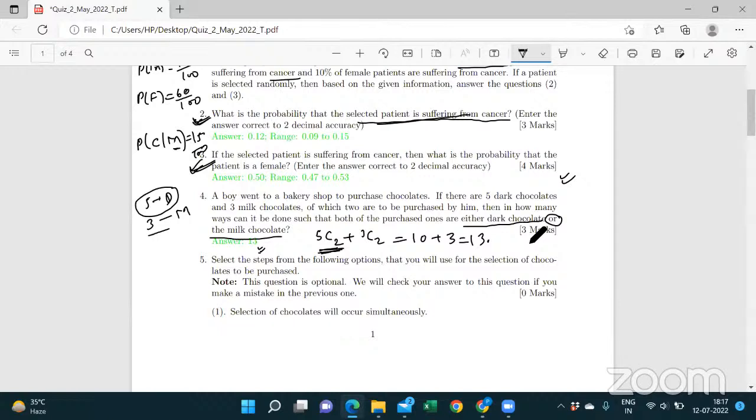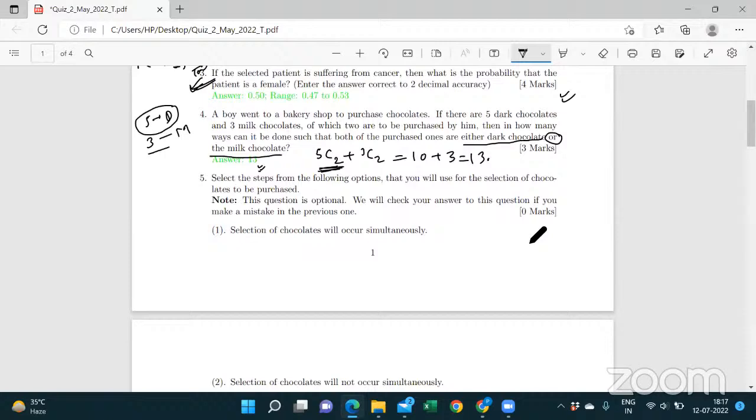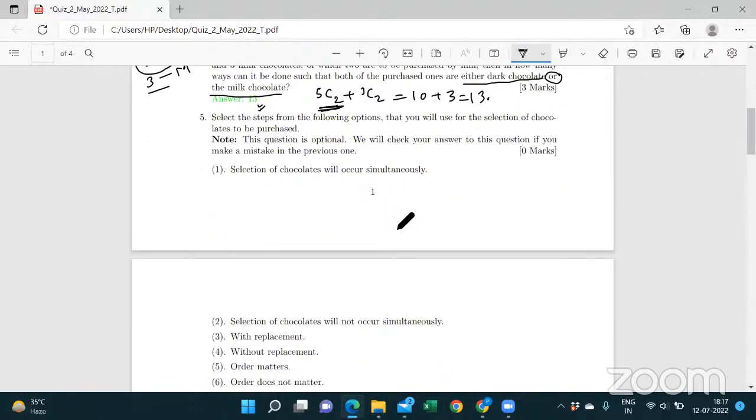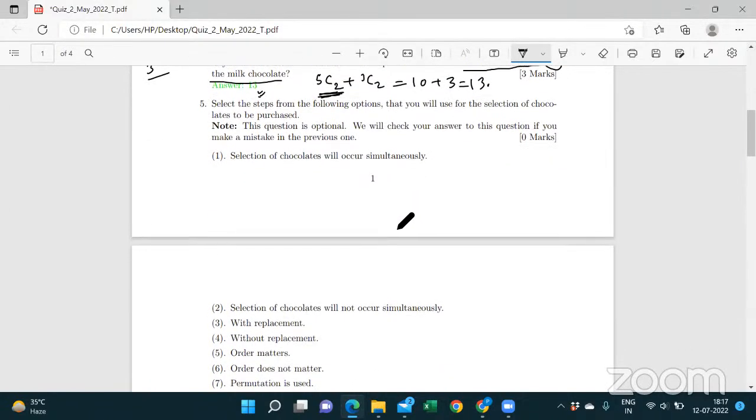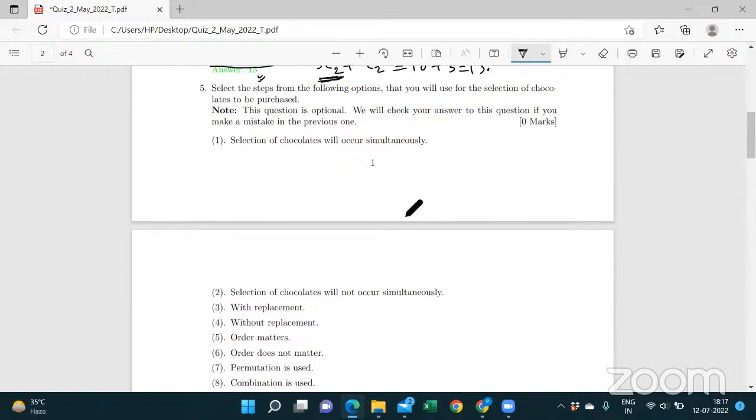I think this is a very simple question, right? Yes, sir. Okay, just tell me about the EMQ. What will be the correct options? Selection simultaneously, without replacement, order does not matter, combination is used.